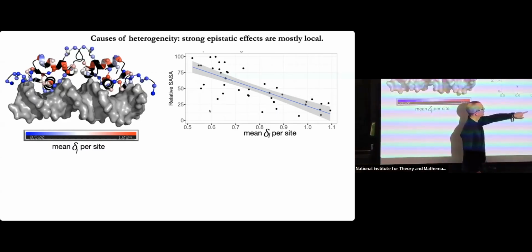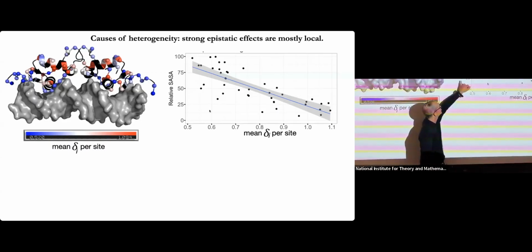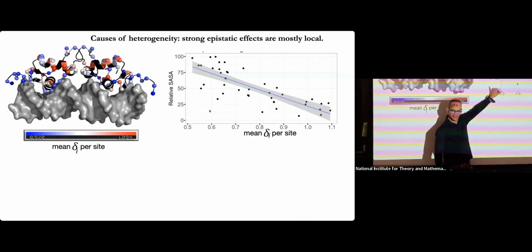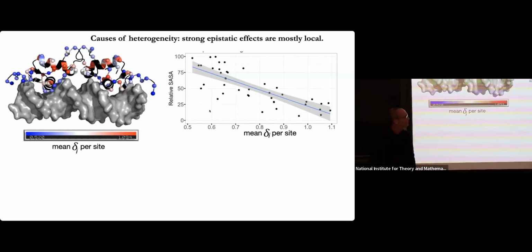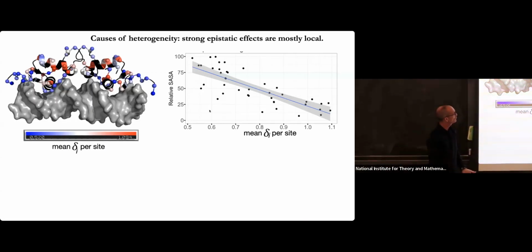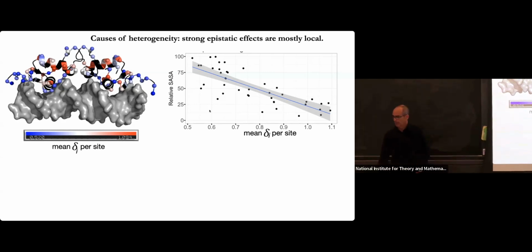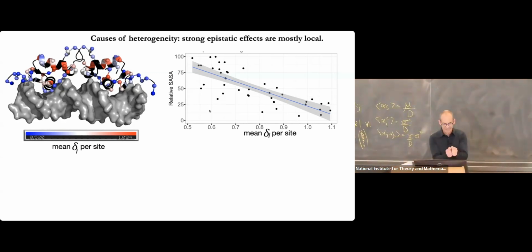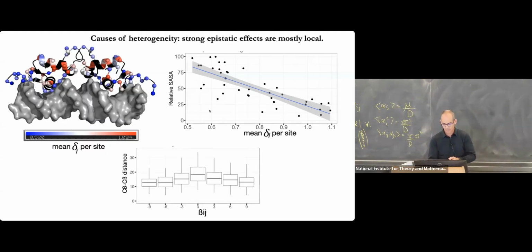And so this shows you the correlation between the standard deviation and the relative solvent exposed surface area. And it shows a really quite nice relationship. It doesn't explain all the variants, but it's a good R-square. It's by far the biggest correlation that we were able to find. So densely interacting residues are more likely to be strongly epistatically coupled.